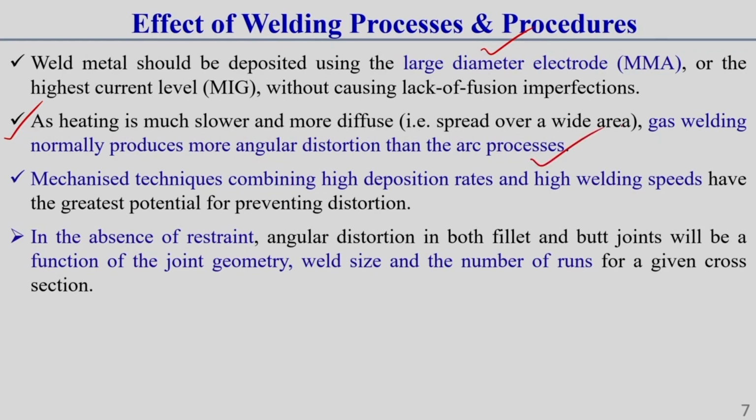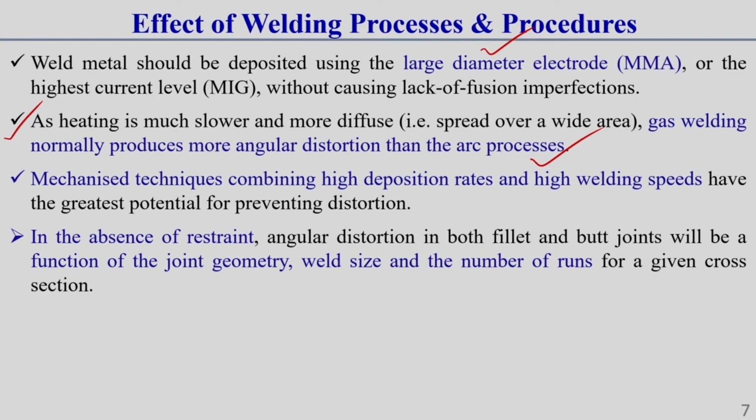Okay. Now, mechanized techniques that combine a high deposition rate with high welding speed have the greatest potential for preventing distortion. This is also a very important point, you should keep it in mind. So instead of manual welding, if we are able to do it by mechanized means, as in automatic welding, a high deposition rate and high welding speed give less distortion.